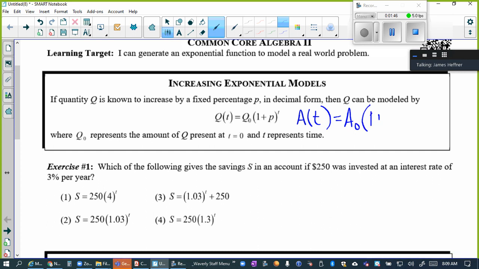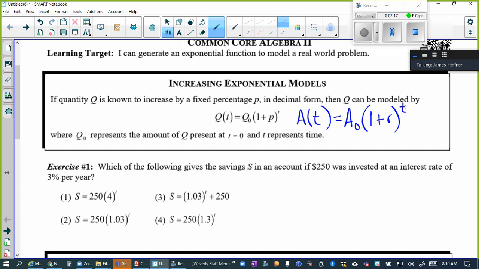times 1 plus some growth rate, right? You'll get a percentage growth or decay, right? And then t for time will be up in the exponent, okay? Now the important thing is when you put that growth rate in there, you have to write the percentage as a decimal. So hopefully you guys know how to convert: if you have 5%, you move the decimal 2 to the left and you have to use 0.05 for the R, okay?